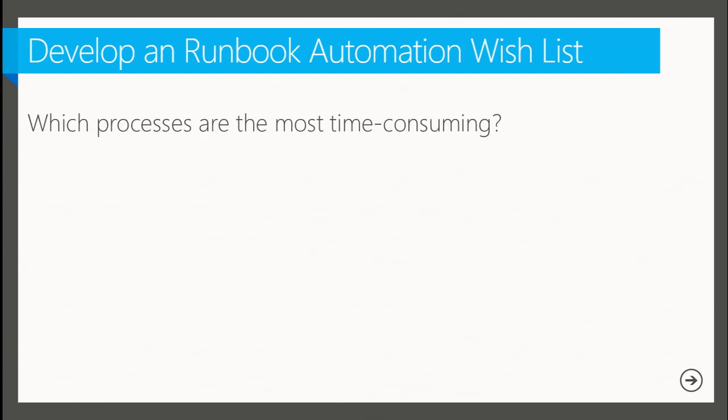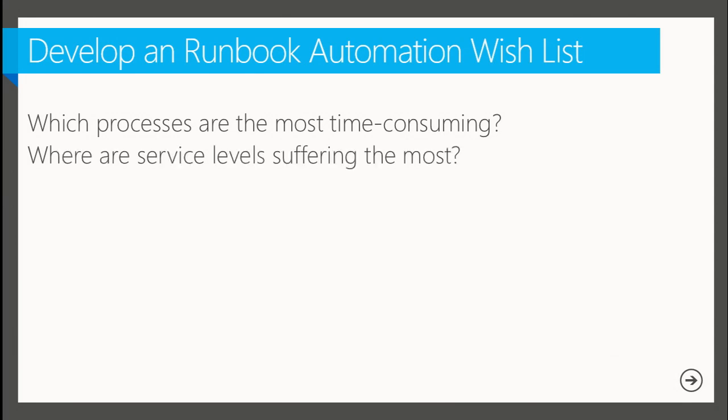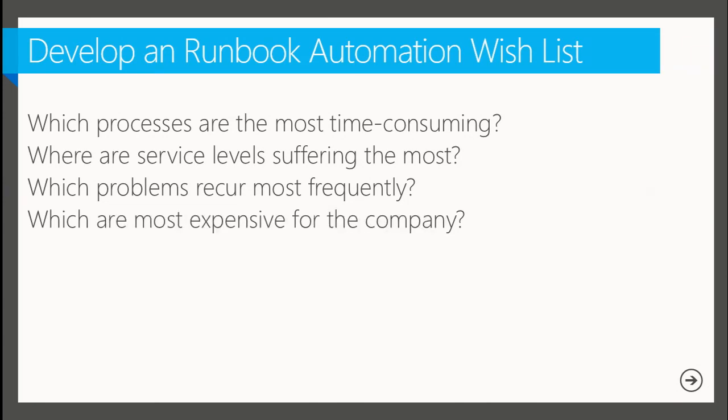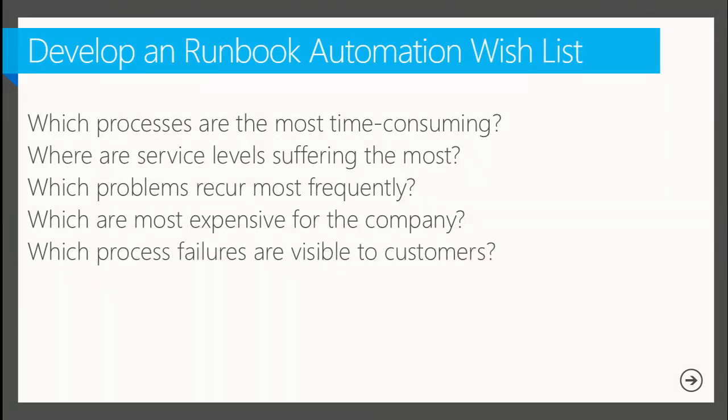You get the folks together and we just start sharing our problems. What processes do we have out there that are time-consuming? Where are our service levels suffering? Where are we seeing problems that are recurring over and over again, where automation might help us to improve service levels? Frankly, what's costing our organization money? What's expensive in our organization in terms of processes and failures?